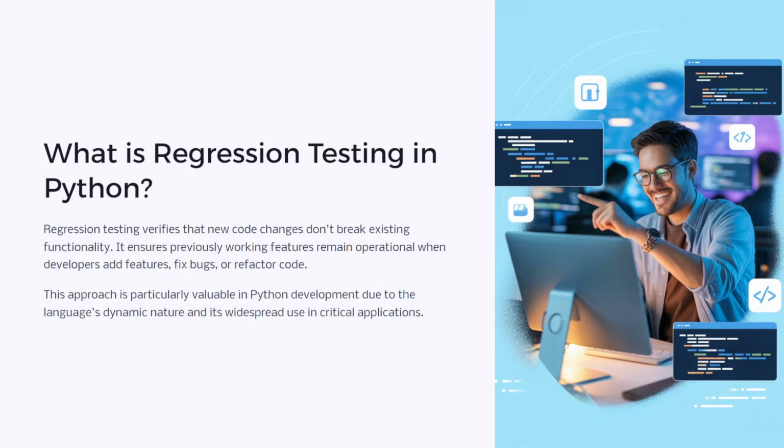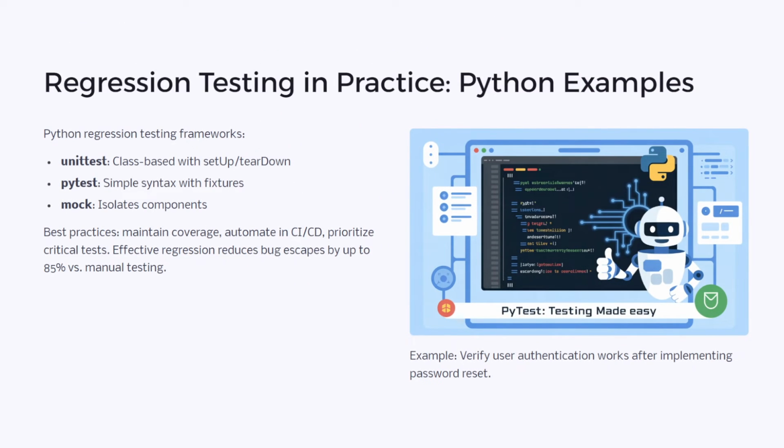So in this video, we are going to look at regression testing in Python. Regression testing verifies the new code changes don't break existing functionality. So it ensures previously working features remain operational when developers add features, fix bugs, or refactor code. This approach is particularly valuable in Python development due to the language's dynamic nature and its widespread use in critical applications. So we'll look further at regression testing in Python.